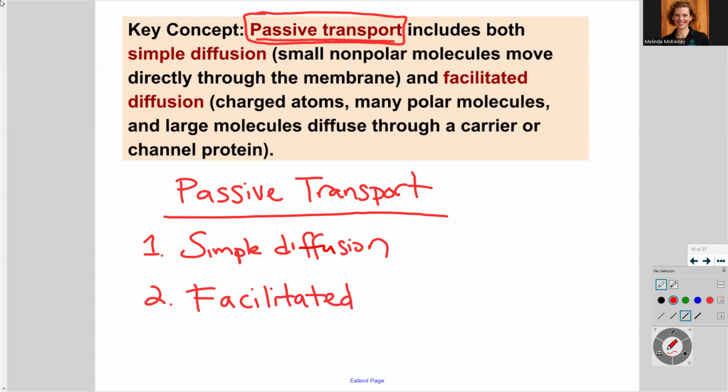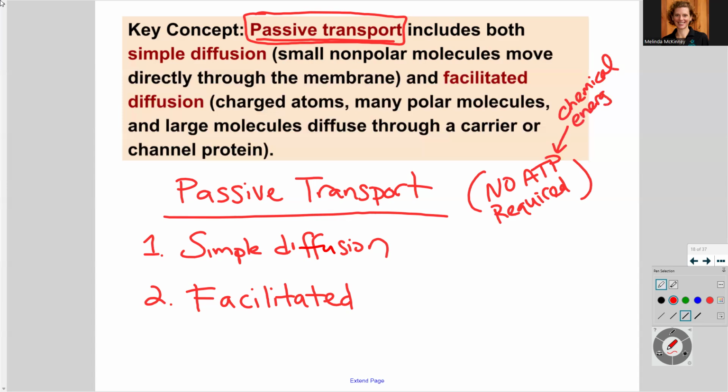to complete it. So both of these, no ATP is required. And that molecule is the energy molecule of the cell. So this is chemical energy molecule. So there's no extra energy that has to be added for this type of transport.